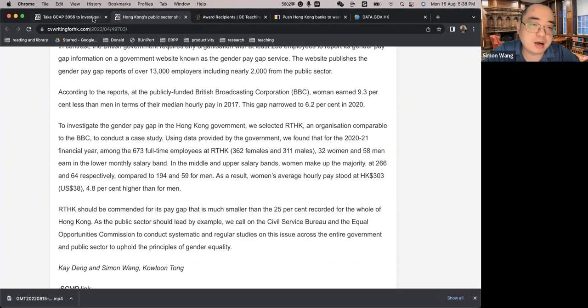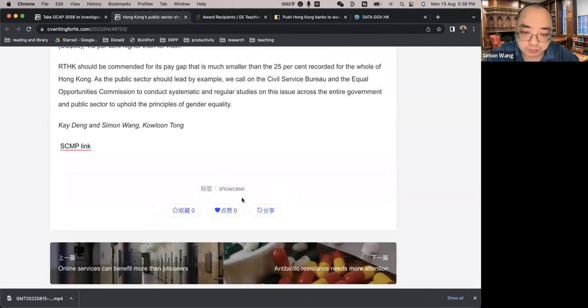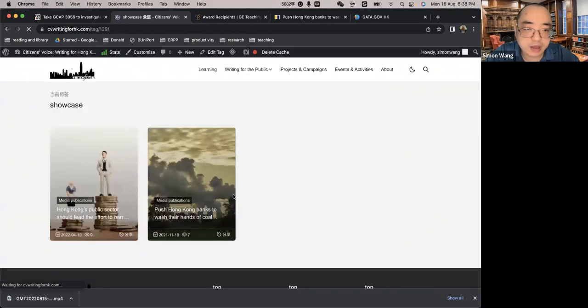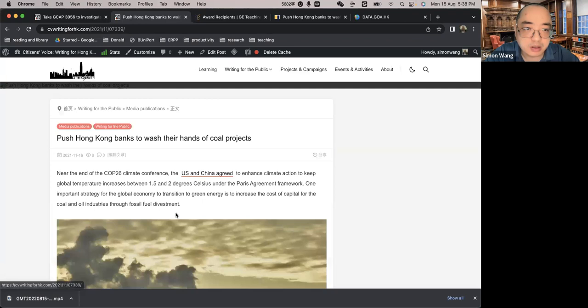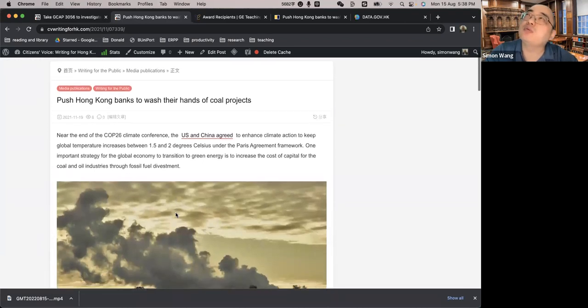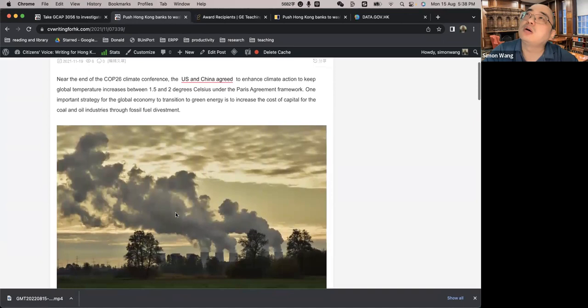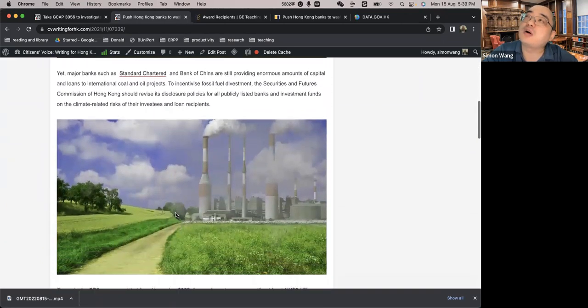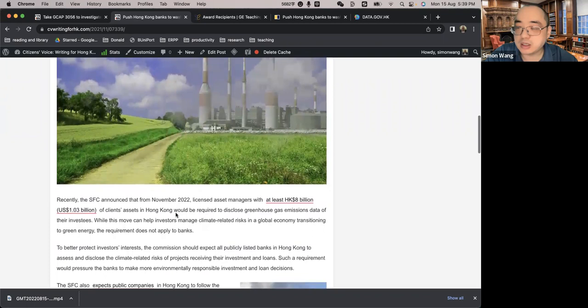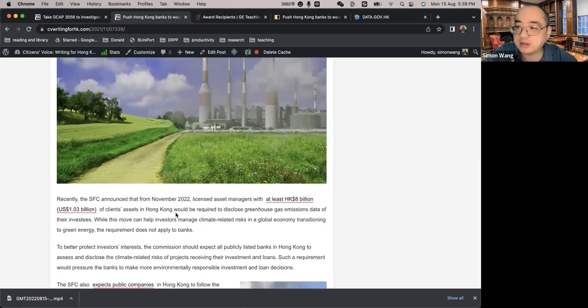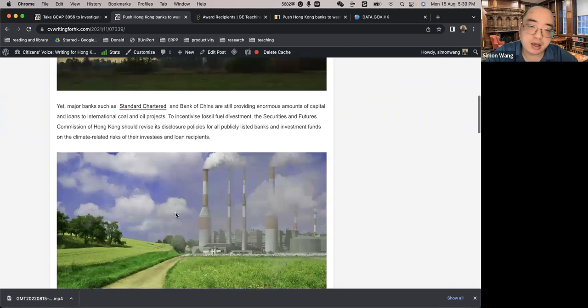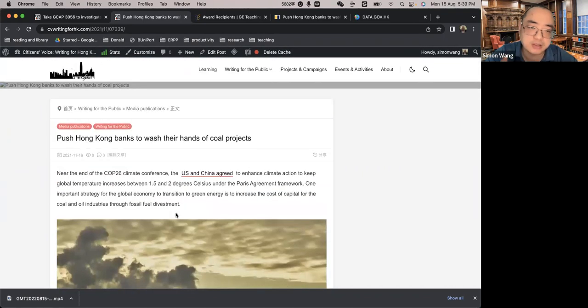Okay, so I'm going to move on, and I will talk about another letter, and this is a letter published by two students. I think one of them is from the School of Communication, majoring in journalism, and the other is from the business school. Okay, and this particular letter is about green finance in general, because nowadays we're all talking about achieving carbon neutrality.